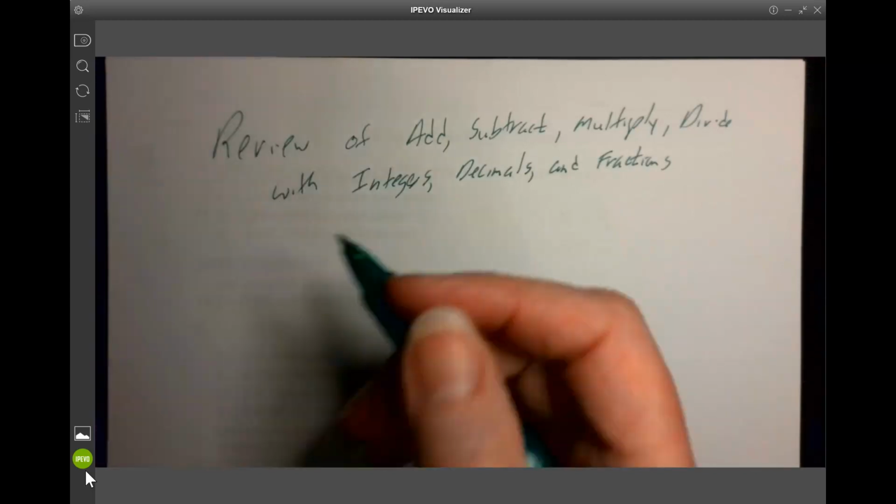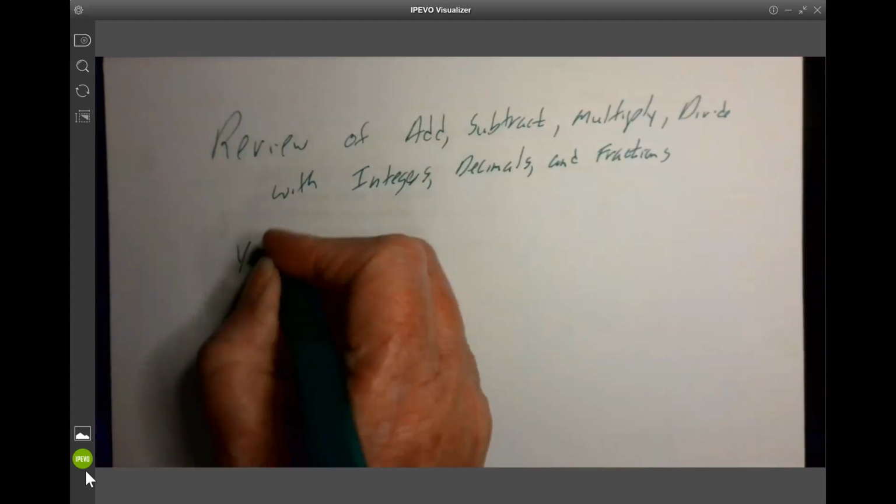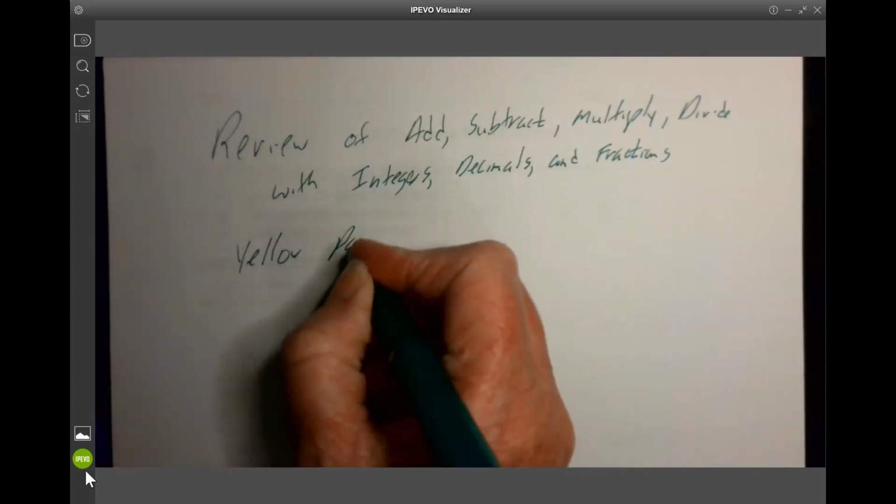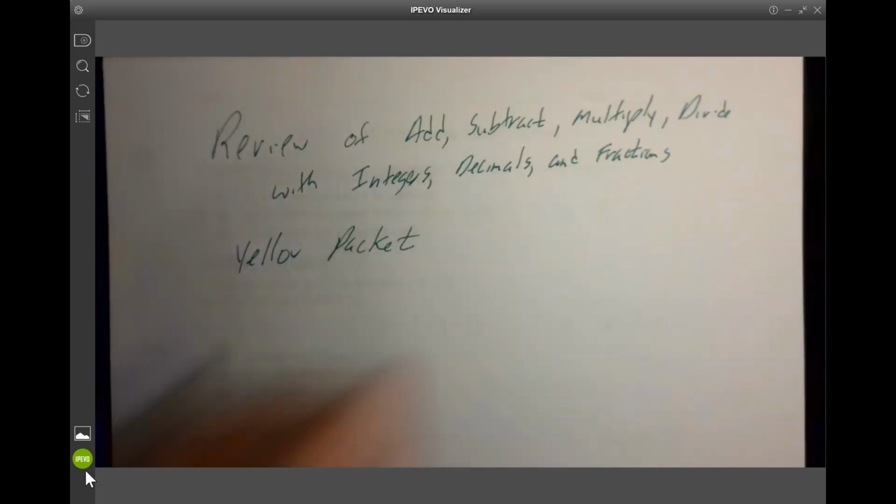The other thing that will be helpful is get out your yellow packet. Okay? Because your yellow packet has a lot of information on it, hopefully. If not, then you can add to it today. So you can add to those notes on that yellow packet. Okay, so here we go.